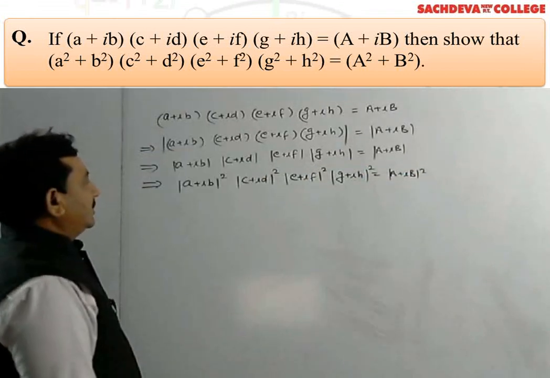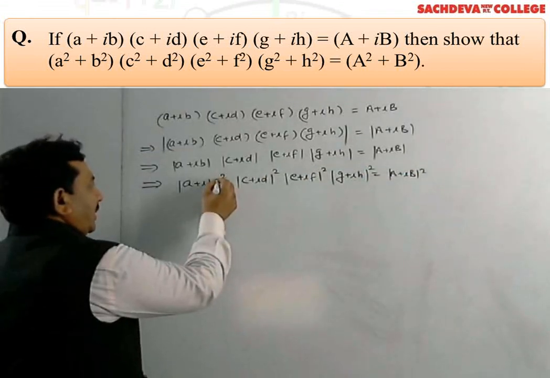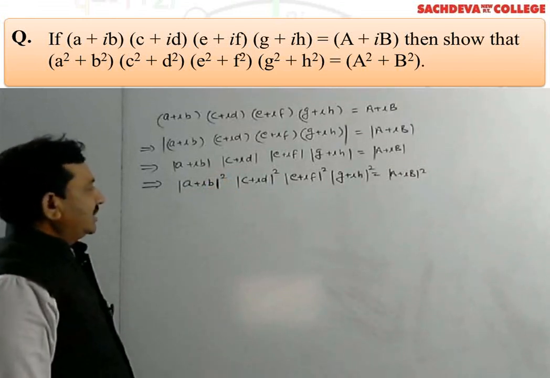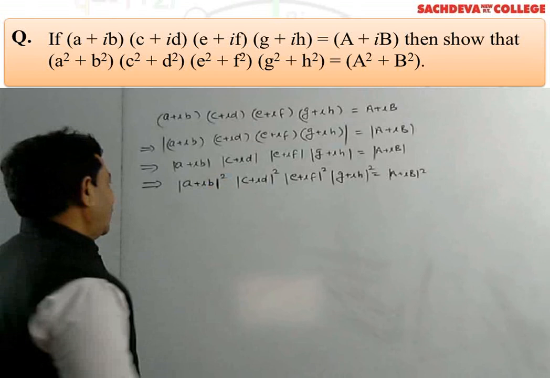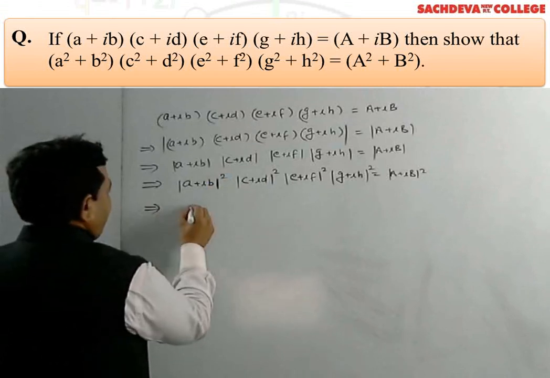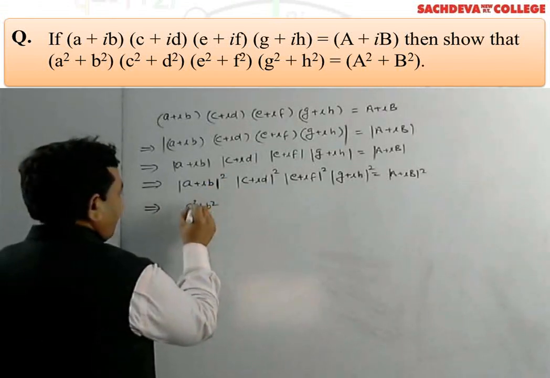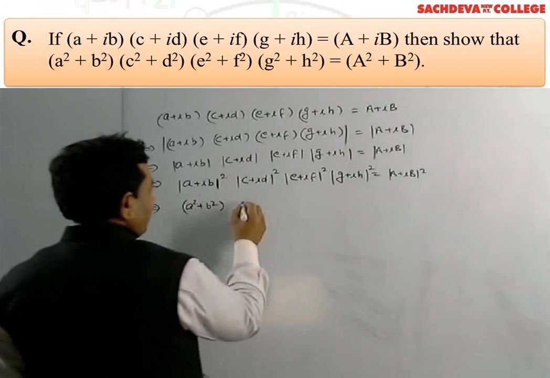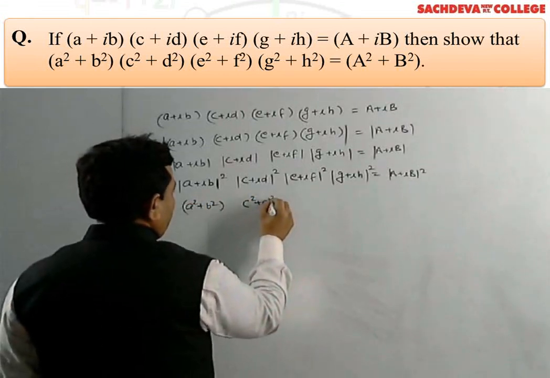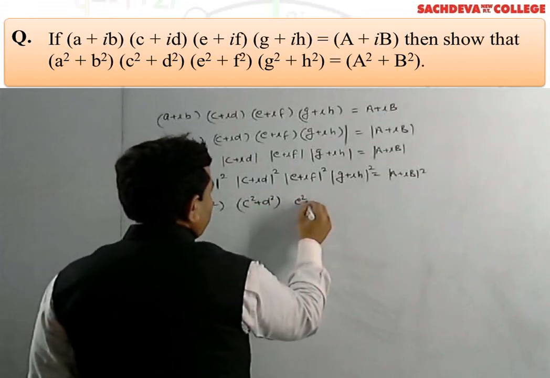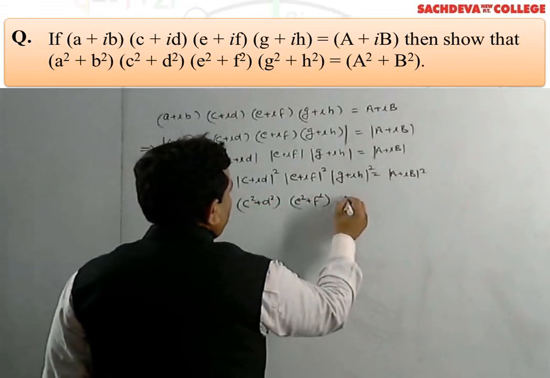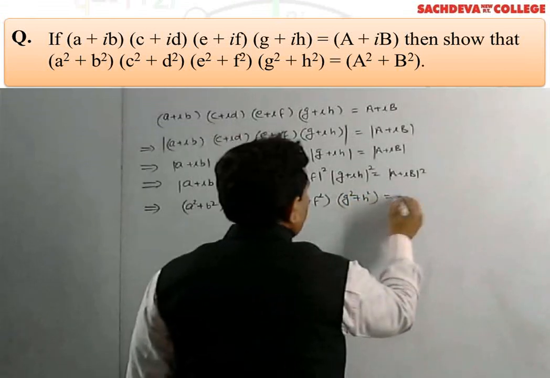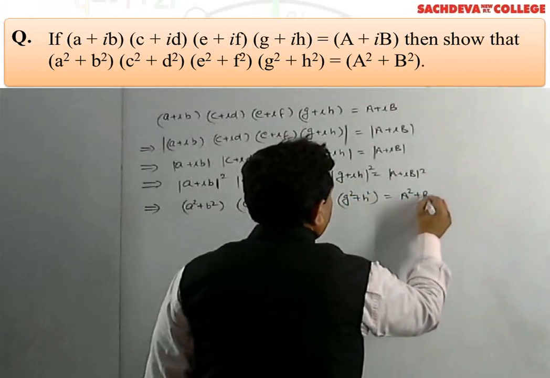And we know that the modulus of a complex number is equal to the under root of its real part square plus its imaginary part square. So this will be a square plus b square under root whole square, it means a square plus b square. This will be c square plus d square, this will be e square plus f square, and this will be g square plus h square, is equal to a square plus b square. Hence proved.